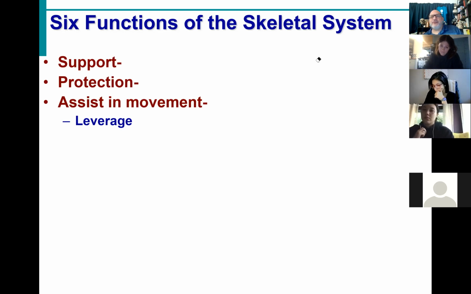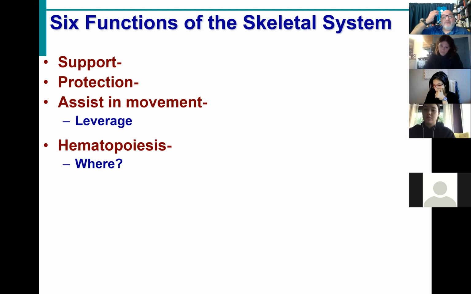However, there are other important functions of the skeletal system as well. One of them is hematopoiesis. Any idea what that is?